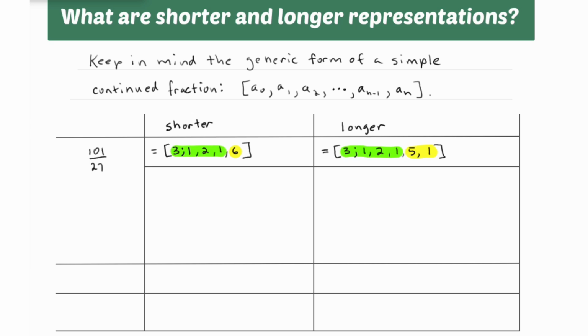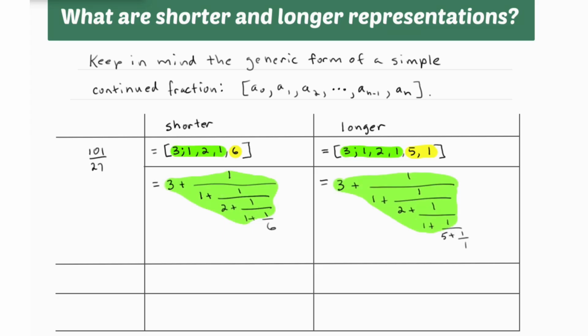One way to see that they equal each other is to write them out longhand. For the shorter representation, here it is: 3 plus 1 over 1 plus 1 over 2 plus 1 over 1 plus 1 over 6. For the longer representation, I'll just fill it in. Here it is. These parts are the same, but these parts are different. Writing it this way makes it easier to see that the 6 on the left is replaced with 5 plus 1 over 1 on the right.